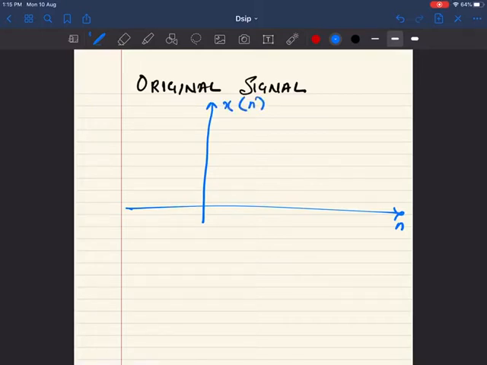x of n. At 0 it starts with minus 1 actually, so this is minus 1. At 0 it's 1, at minus 1 it's 1, at 0 it's 2, at 1 it's 1, at 2 it's 1, and at 3, no, at 3 it's 2. This is how the original signal looks like.